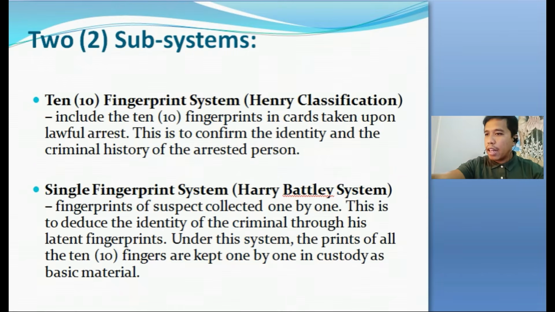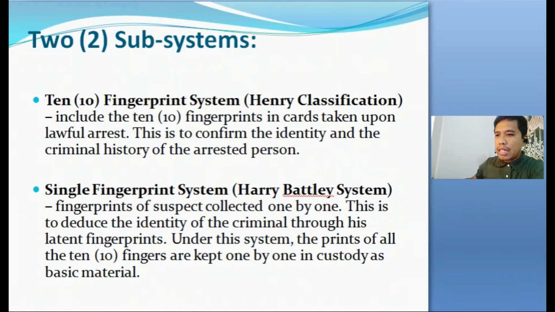Now, sa lahat na nagre-review ngayon for the upcoming Criminology Licensure Examination, i-take note po natin na dalawa lang po yung systems of fingerprint, yung subsystems natin sa fingerprint. Una, yung Henry classification. Yung pangalawa, yung Harry-Batley system. But take note again, cadets, we are not following the Harry-Batley system, but rather the Henry classification system. Okay? Even the United States follows the Henry classification system.